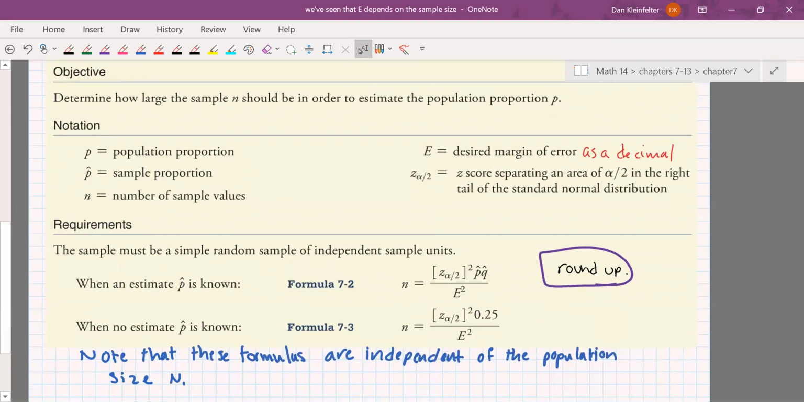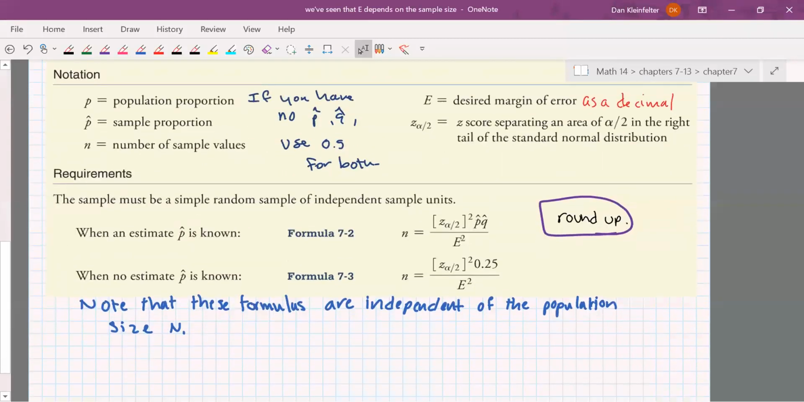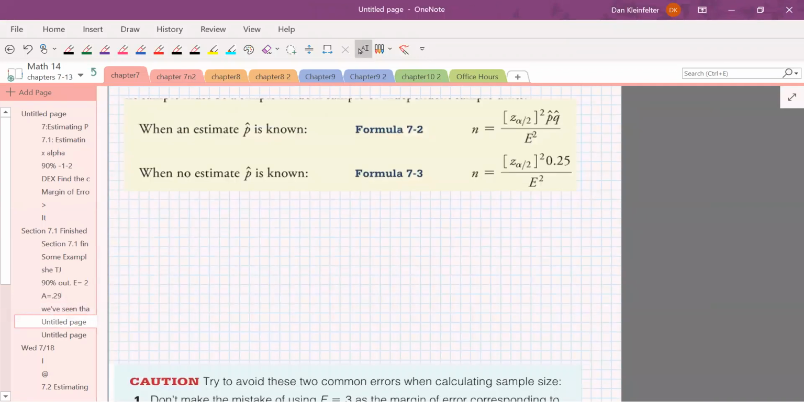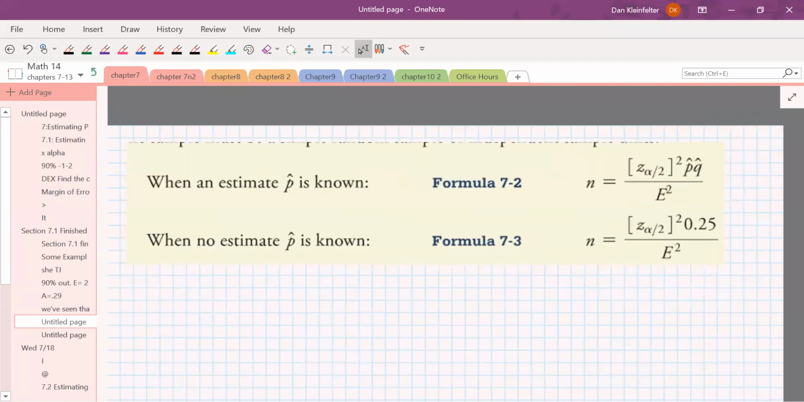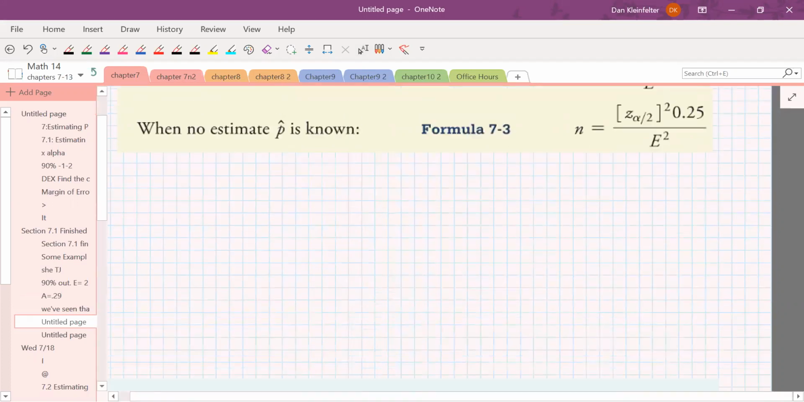So if you have no P hat, Q hat, use 0.5 for both. Okay, it turns out that that's going to give the most conservative estimate or the most conservative sample size. All right, so then what we'll do next is try it. So formula for the two sample sizes. If you have an estimate P hat, use the top one. If you don't have an estimate for P hat, use the bottom one.